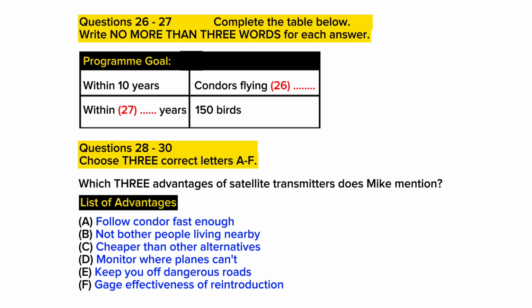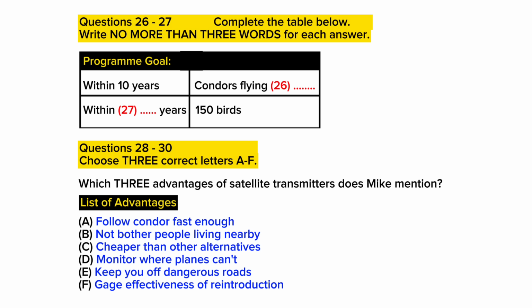Now look at questions 26 to 30. As the talk continues, answer questions 26 to 30. What do you hope to accomplish with this release in the long run?